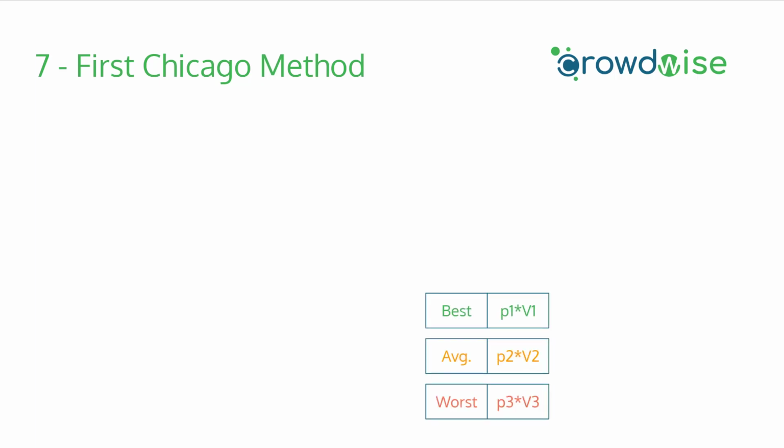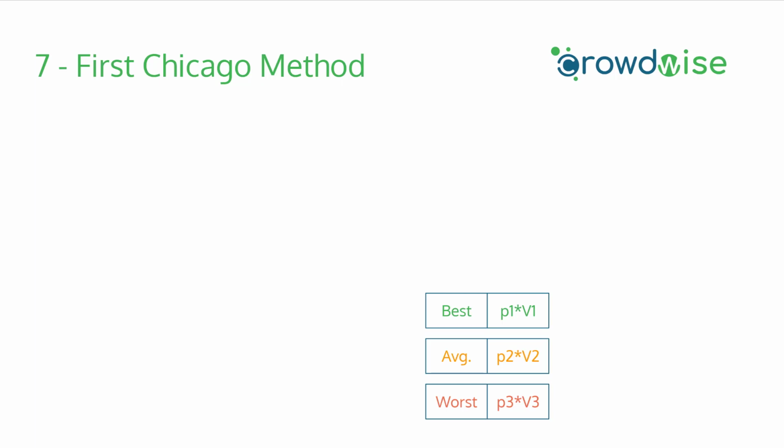Last but not least, we're going to talk about the First Chicago method. Now, this is the most detailed method we're going to be covering today, but you'll see why. It considers three different types of outcomes: a best case, an average outcome, and a worst case. And while this is the standard First Chicago method, you can actually adapt this to have as many different types of outcomes as you like.